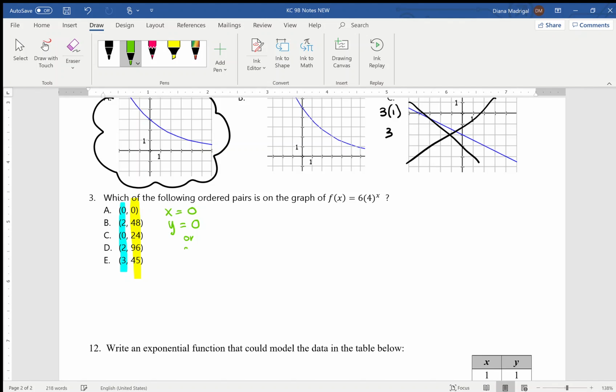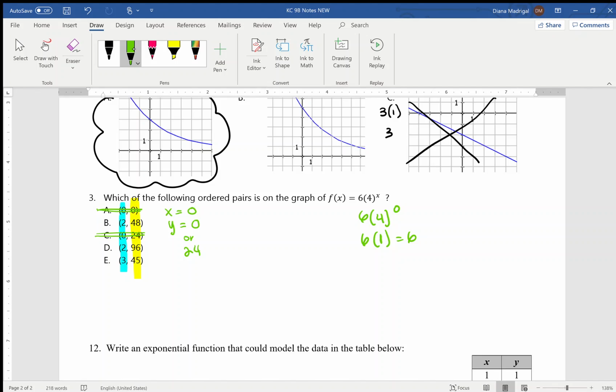0 or 24. Where am I getting this? Right here. I had options A and C with x of 0, but the y's could be 0 and 24. Let's try that out. 6 times 4 to the power of 0. I know 4 to the power of 0 is going to be 1, so it's 6 times 1. That gives me 6. So actually, both of those options are wrong.